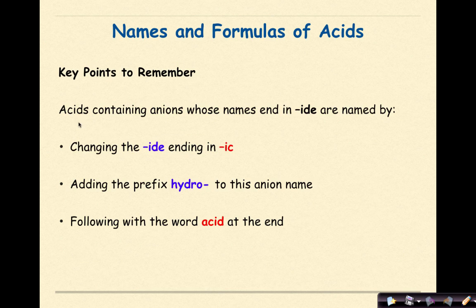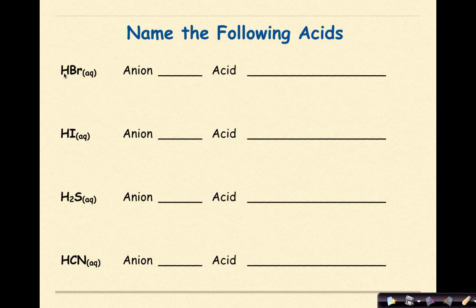More key points to remember. Acids containing anions whose names end in IDE are named by changing the "ide" to "ic" and adding the prefix hydro to this anion name. We're going to follow with the word acid at the end. So HBr, aqueous, we know that the anion here, the negatively charged particle, is going to be Br-1. So the acid name here would be hydrobromic acid.